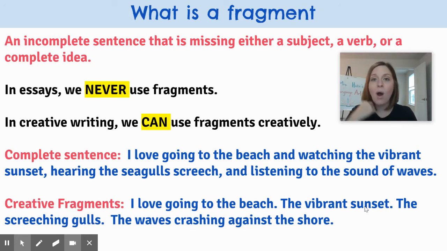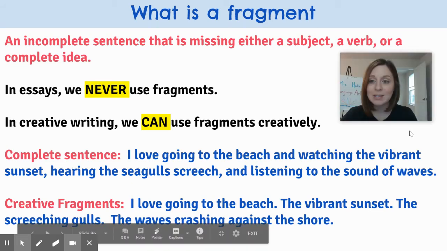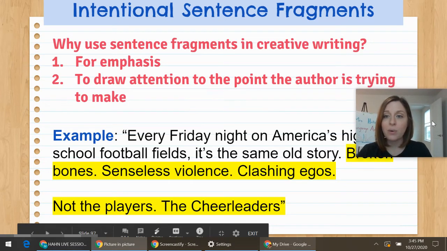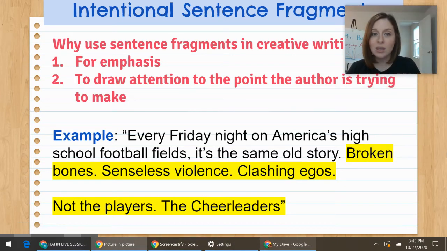So let's talk about why authors use intentional fragments or fragments on purpose. So why do authors use fragments in creative writing? So number one, they use them for emphasis, to emphasize an idea. Number two, they use them to draw attention to the point the author's trying to make. Let's look at this excerpt. It's actually from a Sports Illustrated article that was written a few years ago.